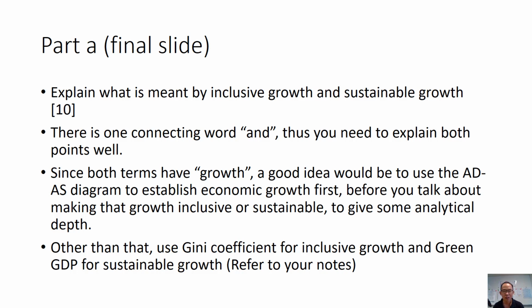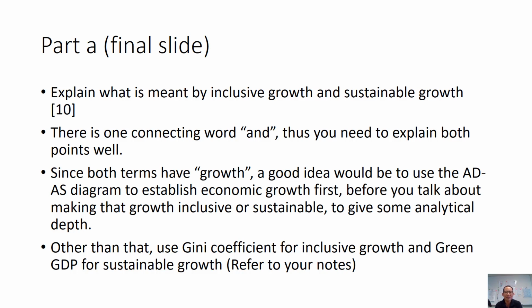Once you're clear about that, you can use the Gini coefficient. So you want to have real GDP growth together with a lower Gini coefficient to show that the economic growth you talk about is more fairly, more equally distributed among both the rich and the poor. So focus on the Gini coefficient. For sustainable growth, you can talk about green GDP. Both the Gini coefficient as well as the green GDP are in your notes. So after you talk about actual growth, potential growth, do use these two terms when you talk about how to make the growth inclusive as well as sustainable. So this is basically the answer for part A.